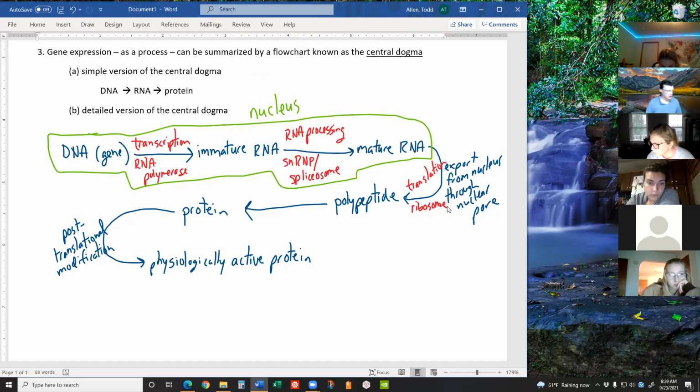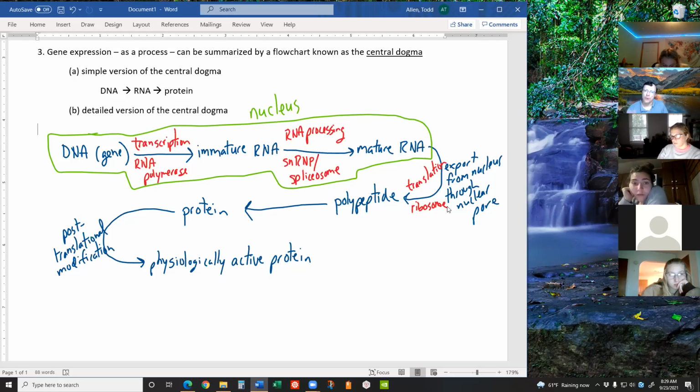Okay, now you can see that your book goes into pretty good detail really about this process of translation. Figure 3.29 is the picture for you. I'm not going to walk you through all those steps. I'm going to tell you a little bit about it, but you're going to need to spend some of your private study time to do this.